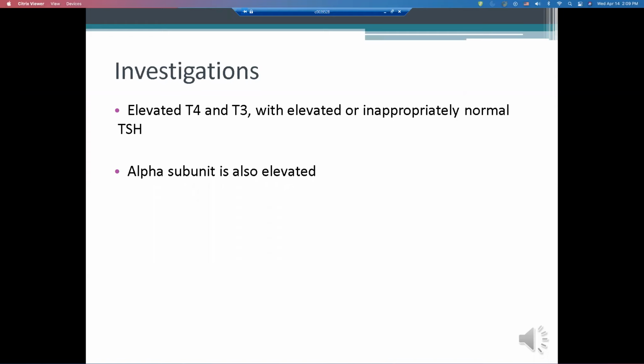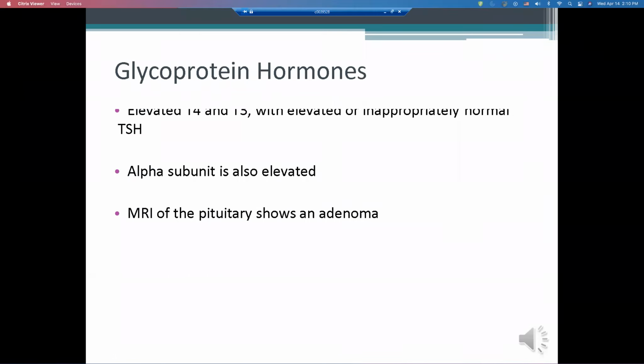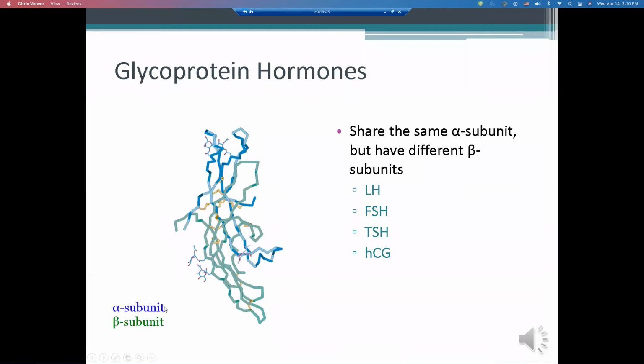The pituitary cells that produce TSH are inefficient because they're tumorous, and they release a lot of the uncombined or unformed molecule. So you can see alpha subunits and beta subunits in the circulation, and we measure alpha subunit as a marker for this condition. So MRI will show you a pituitary adenoma in this case. So here is the example I just discussed with you. In the blue is the alpha subunit, and the green is the beta subunit. And when they're conjoined together, they make up one of these 4 hormones, depending on the specificity of the beta subunit. But those all share the same alpha subunit.